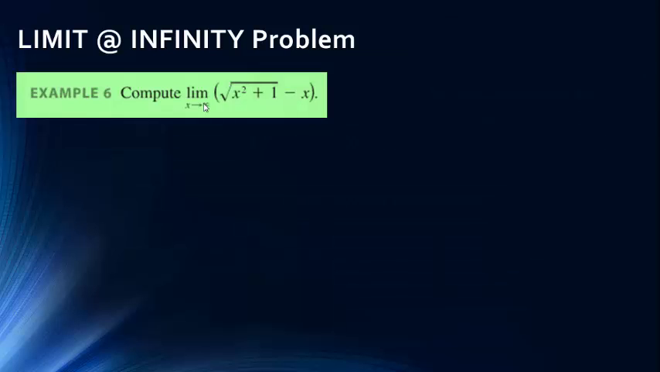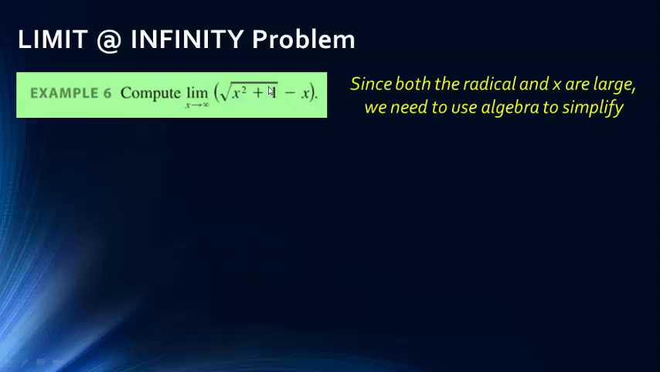So what you want to do when you have a problem like this, notice that if we plug in infinity, we get infinity squared plus 1, which is basically infinity, minus infinity. So we get infinity minus infinity, and we don't know what that means. Is it actually 0? Is it something else? So we have to figure out another way algebraically to solve this problem.